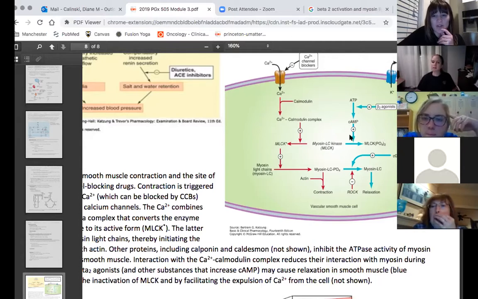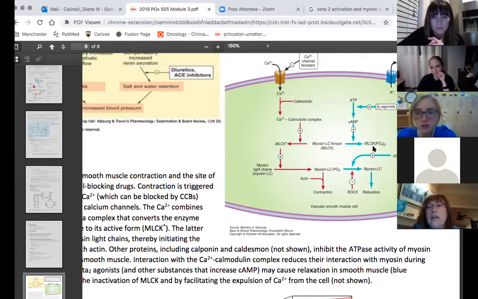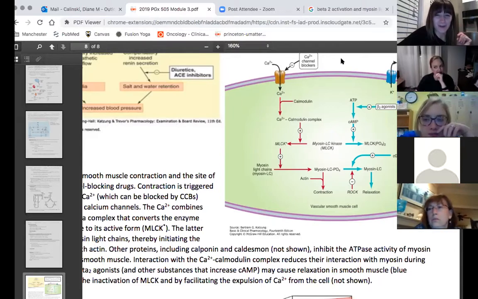So if you have increased levels of cyclic AMP from our beta-2 stimulation, then the myosin light chain kinase, the enzyme itself, will be phosphorylated and turned off. And because it's no longer being used, the calcium will build up. So if that myosin light chain kinase is not going forward to cause the contraction, then by default you're going to have relaxation. Yes. Thank you for asking that, because I haven't looked at that in a really long time. I have to think about that one.